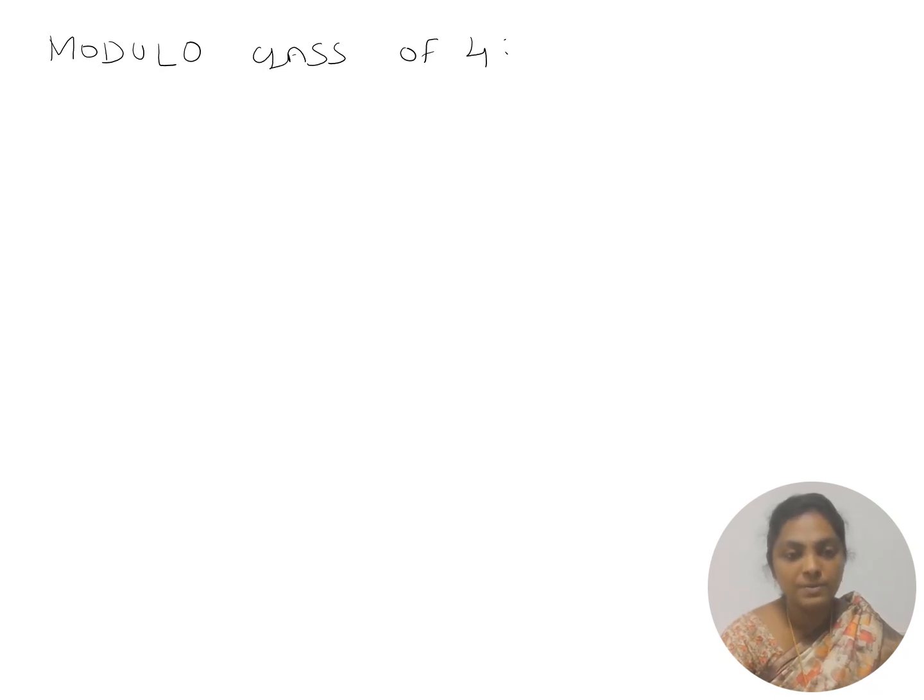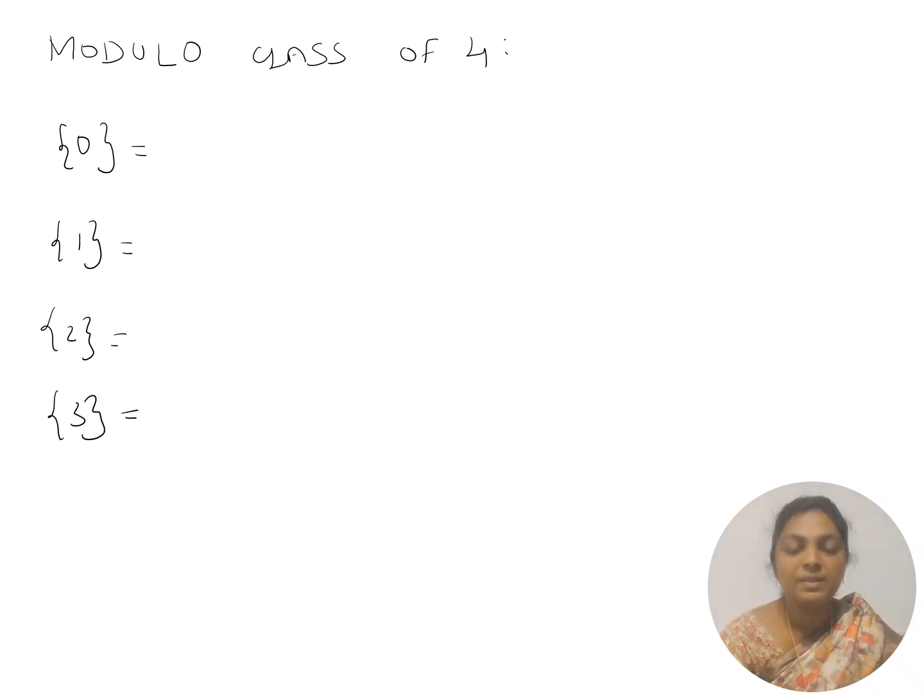Now let us have an example. Let's take the modulo class 4. It will have the elements from 0 to 3. So the first residue class is 0, and then comes 1, then comes 2, and the last class is 3.